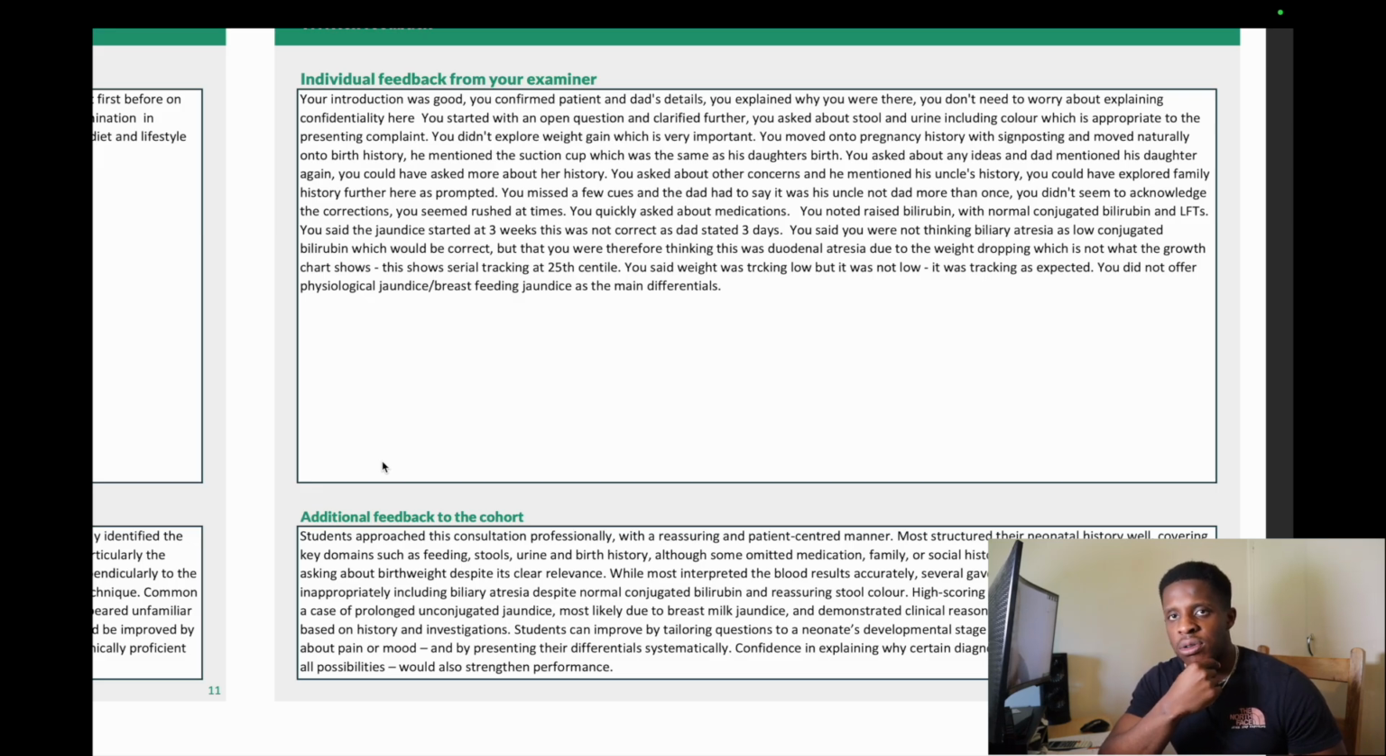But of course, patient rapport. You moved on to pregnancy history with signposting and moved naturally onto birth history. He mentioned the suction cup, which was the same as his daughter's birth. You asked about any ideas, and dad mentioned his daughter again. You could have asked more about her history. You asked about concerns, and he mentioned his uncle's history. You could have explored family history further here as prompted.